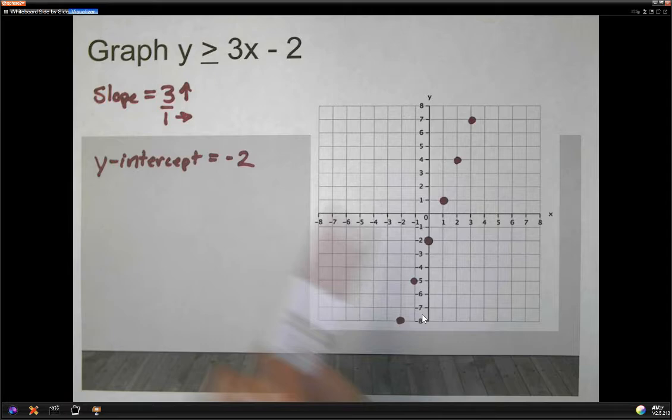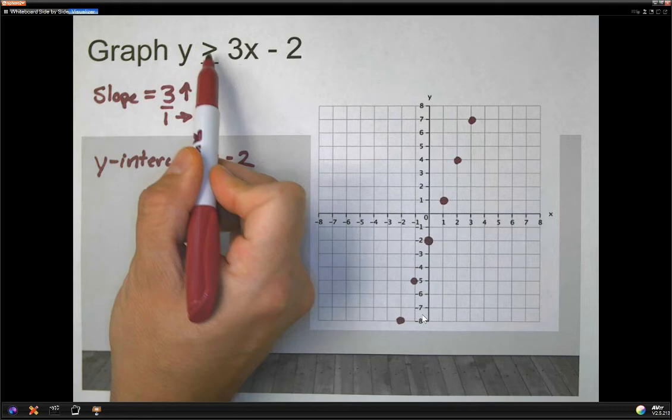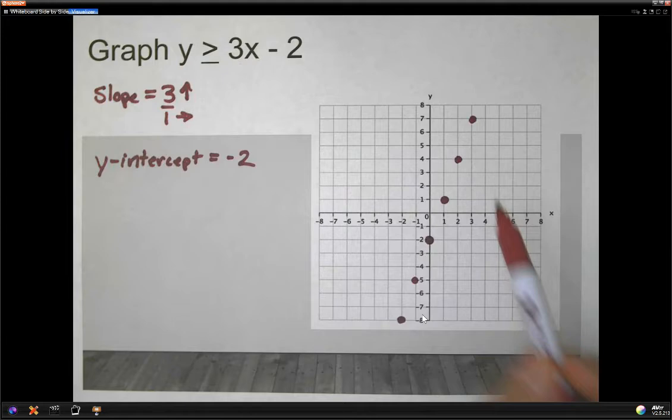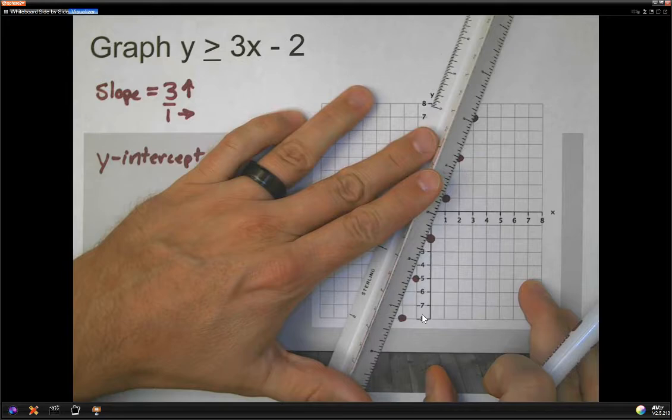Because it says greater than or equal to, that will imply that my line is going to be solid. When it's equal to, it's saying that every point on the line will be a part of our solution. So I go ahead and draw my line, and it will be a solid line.